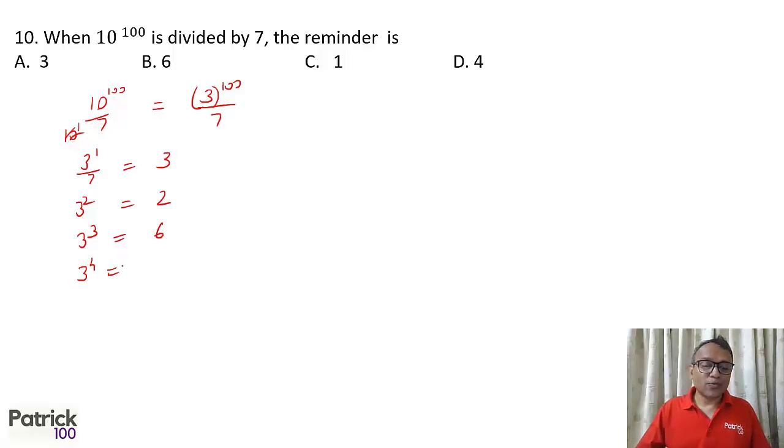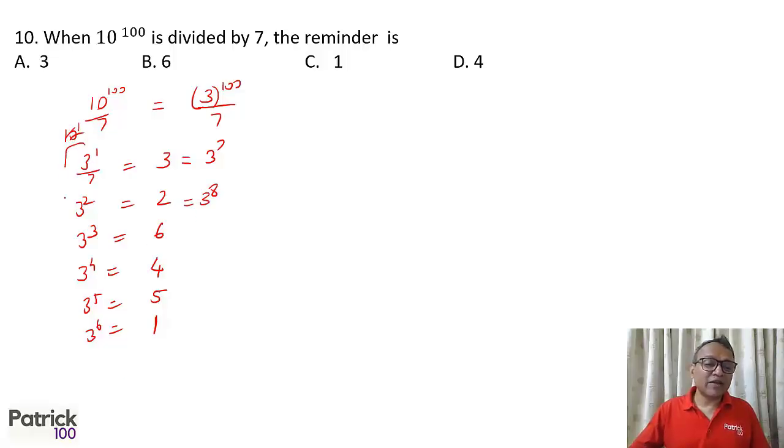3 raised to 4: technically what you can do is, since 3 raised to 1 has remainder 3, multiply again. 3 into 3, 9, 9 divided by 7 remainder is 2. 3 into 2, 6, 6 divided by 7 remainder is 6. 6 into 3, 18, 18 divided by 7 the remainder is 4. 4 into 3, 12, 12 divided by 7 the remainder is 5. 5 into 3, 15, 15 divided by 7 the remainder is 1. The moment you get 1, the next remainder will be 3 into 1, 3, divided by 7, the remainder is 3. So this cycle repeats: 3 raised to 7, 3 raised to 8.